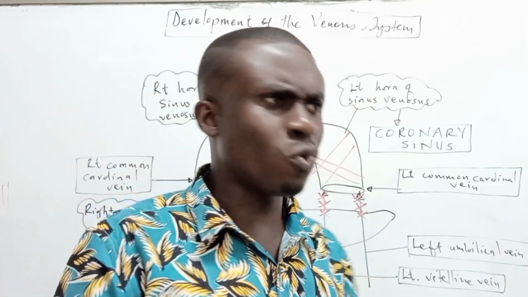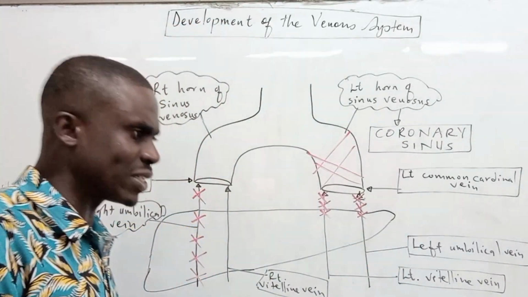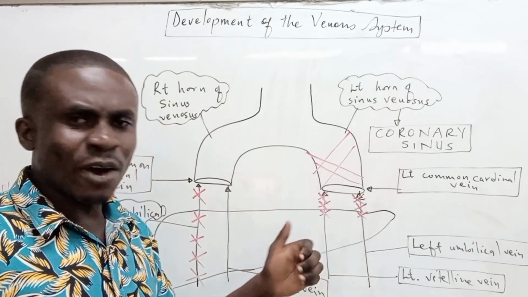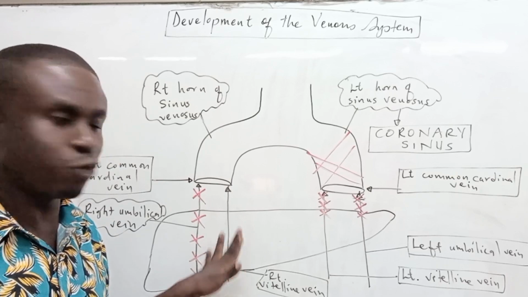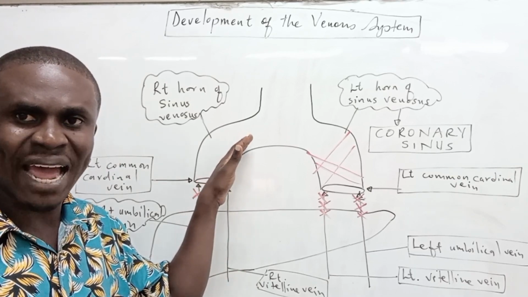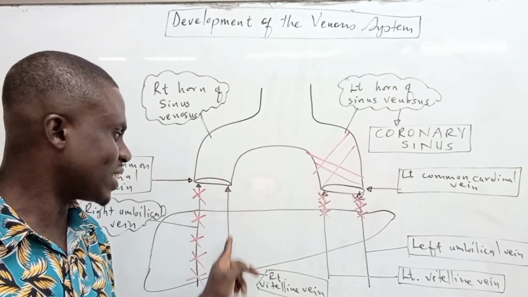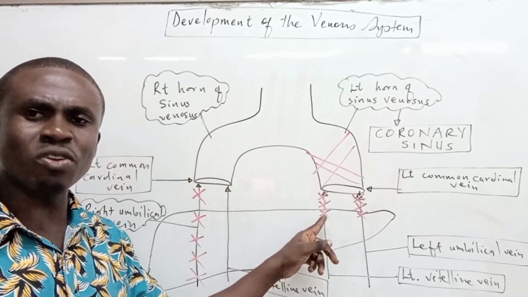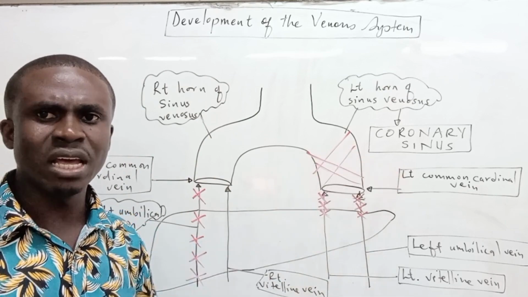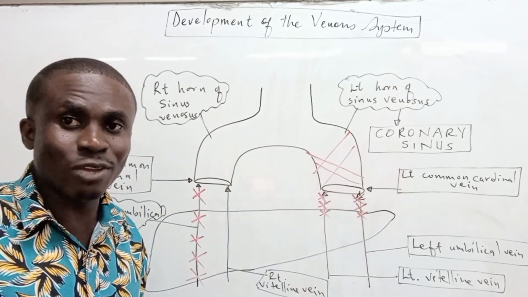So now, my friends, what are we going on? Let's see what happens. Right now, the only connection connecting the liver to the venous end of the heart is this right vitelline vein. That's the only one, because the cranial portion of the left is degenerated, as is that of the left umbilical vein also. So that's what we see.